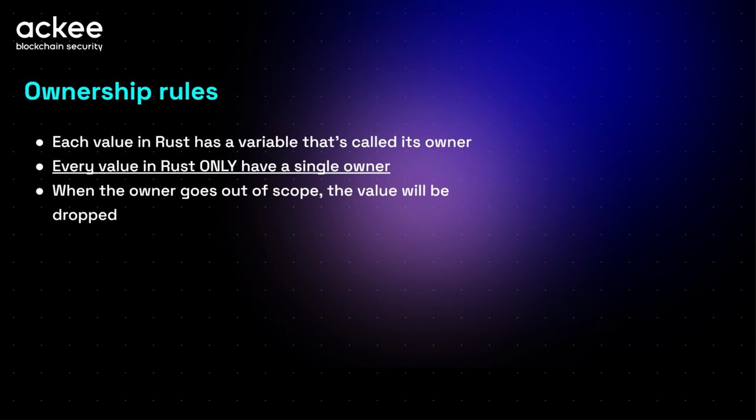We will talk about the references, which are views, which do not transfer ownership, but later in the lesson. And when the owner goes out of scope, you will see this on an example. When the owner goes out of scope, the value is dropped. What does that mean?